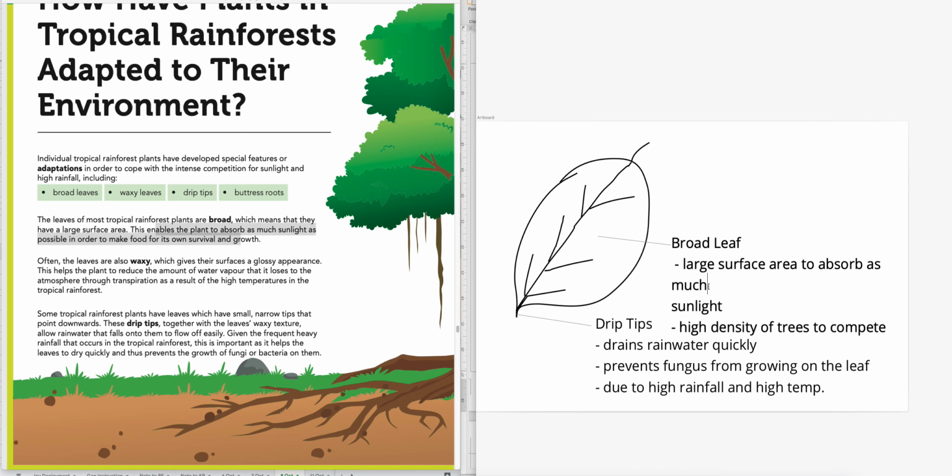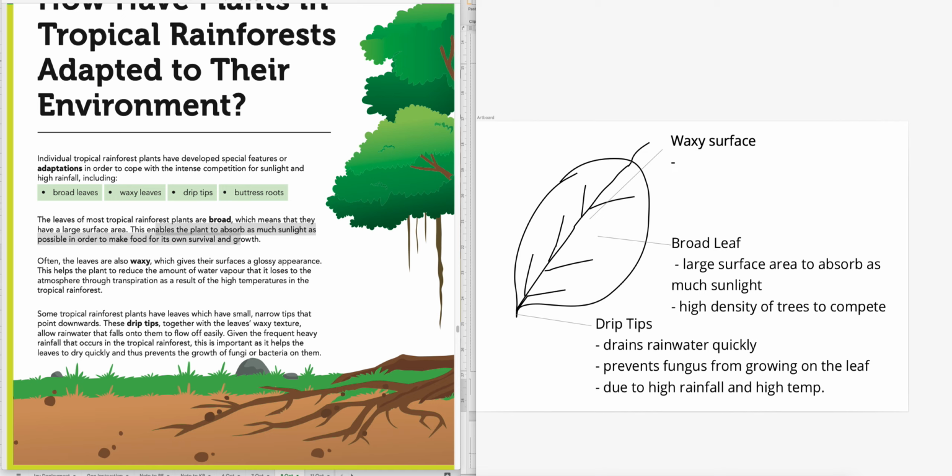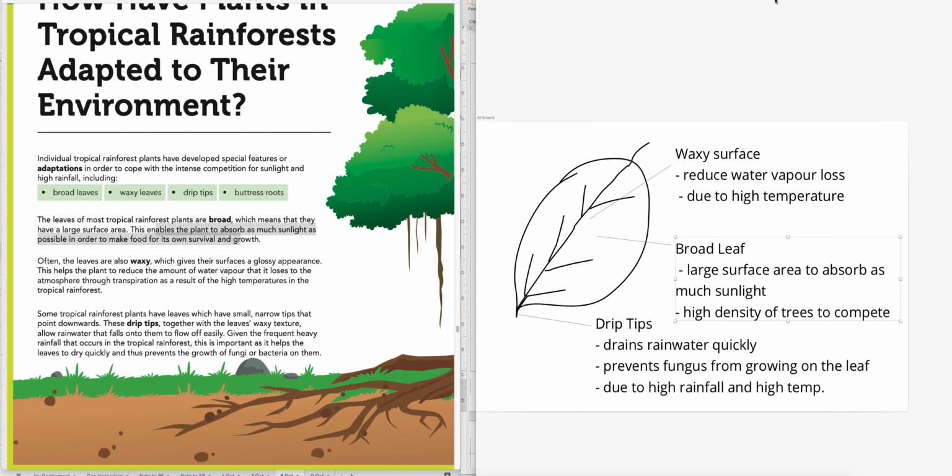Okay, now I will demonstrate one extra one, which is the waxy surface. So the waxy surface is the whole leaf, so you can just point to any of it. Okay, so same thing. Why is it important? Well, many of you say that it helps to reduce water vapor loss. Okay, so what is the environment that it's adapting to, as mentioned over here? Because of the high temperature. Okay, so you need to link it back to what the question asked for. Then this is how you get the full marks. Okay, so these are just some possible answers. I just need any 2 sets will do.